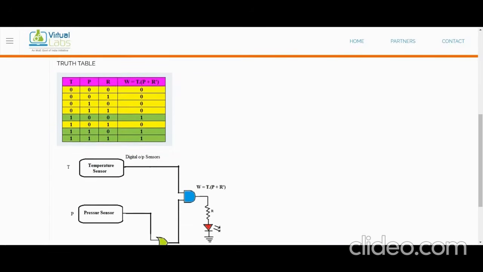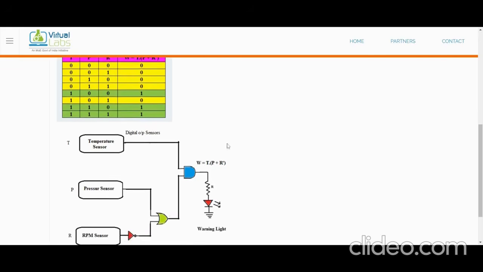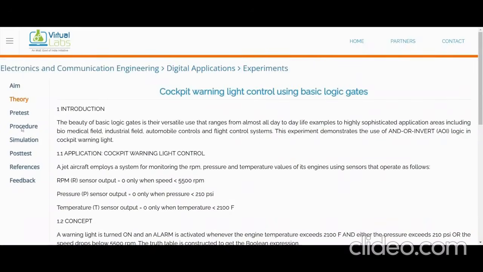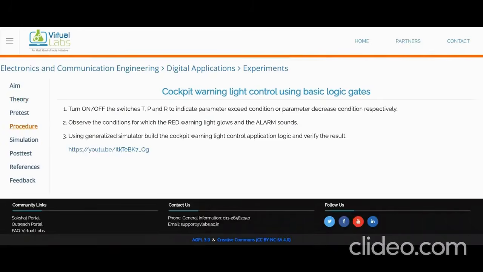And the logic concept is that the warning light turns on when temperature is high, and either pressure is high or RPM is too low. So this is the logic expression from which the warning light is determined. And next we'll see about the procedure.